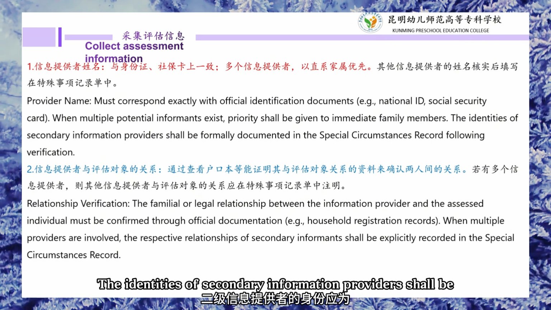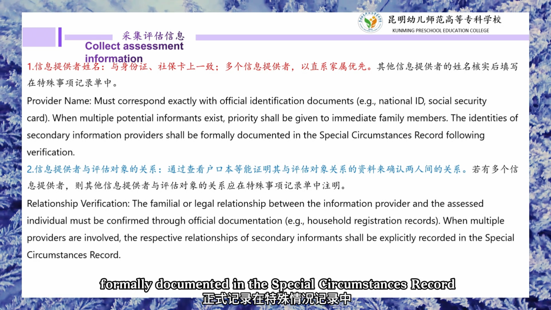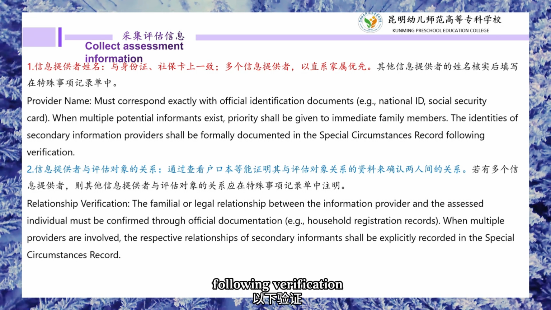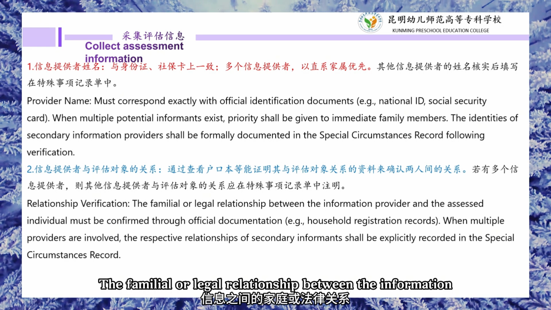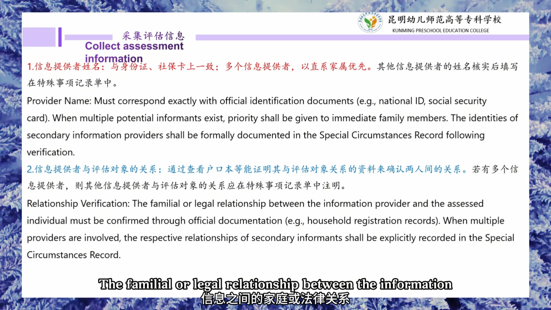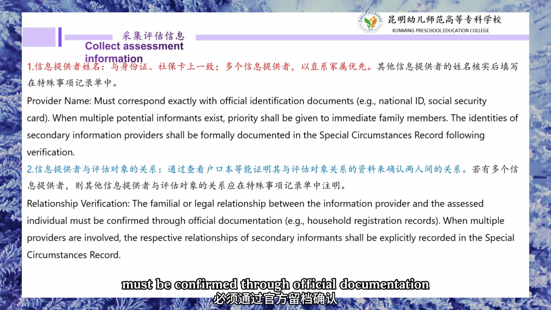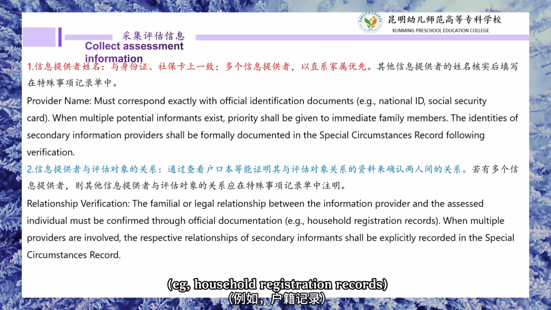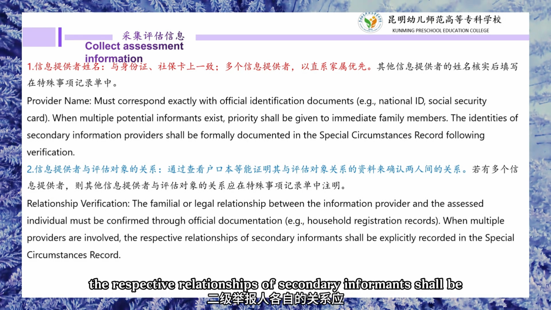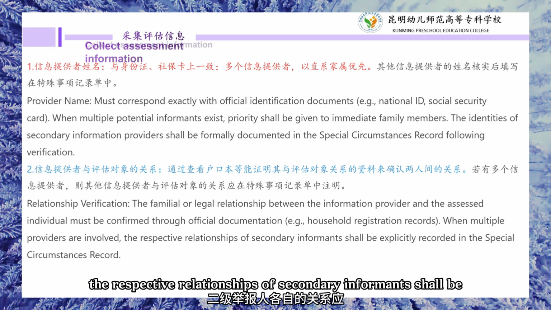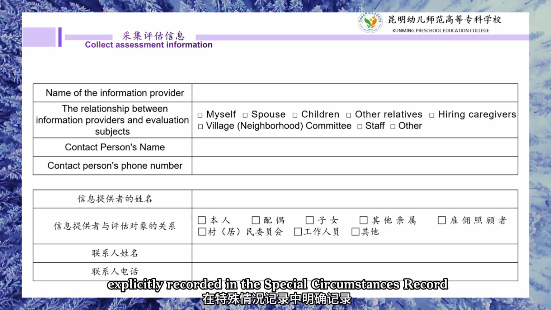The identities of secondary information providers shall be formally documented in the Special Circumstances Record following verification. Relationship verification: the familial or legal relationship between the information provider and the assessed individual must be confirmed through official documentation, for example, household registration records. When multiple providers are involved, the respective relationships of secondary informants shall be explicitly recorded in the Special Circumstances Record.